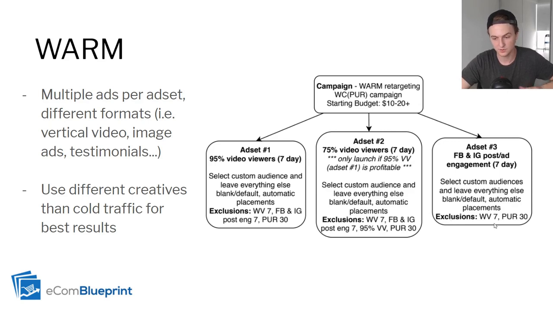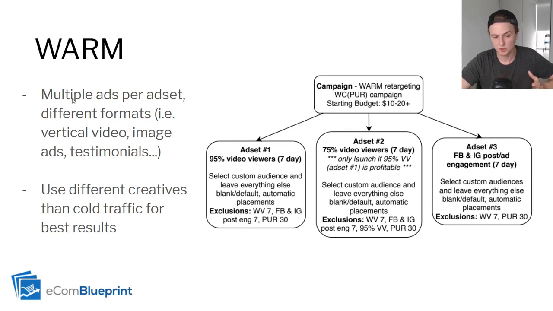And then for the exclusions, you only want to exclude website visitors in the last 7 days and purchasers in the last 7 days, because we're going to retarget these people already with our hot retargeting campaign. And so this is exactly how you want to set up your warm retargeting. This is exactly how I set it up.